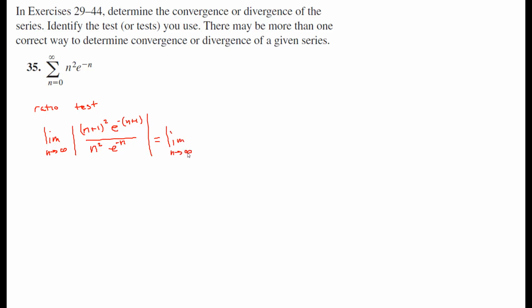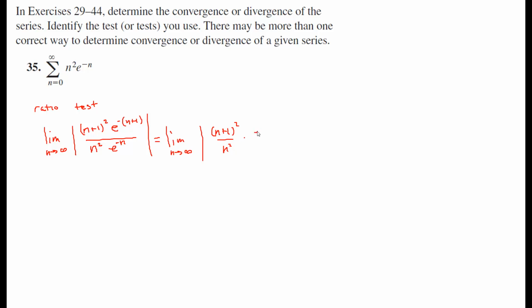Limit as n approaches infinity, n plus 1 squared over n squared. Well, this thing is clearly going to end up being 1. The largest term here is going to be n squared. Once I distribute that, or do the FOIL method, I get an n squared on the bottom. It's going to go to 1. But what about this mess?